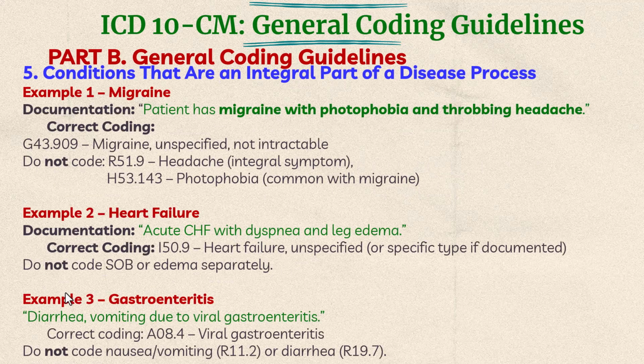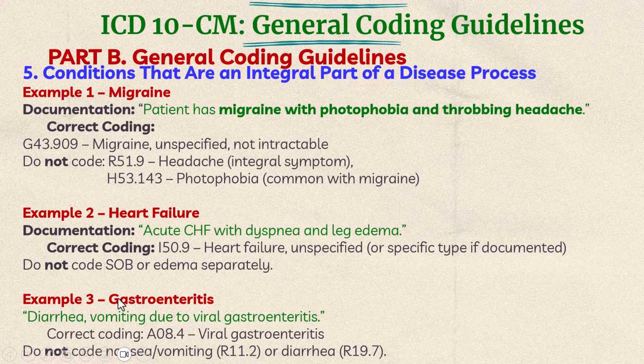So let's see some examples. Example of migraine. The documentation says, patient has migraine with photophobia and throbbing headache. So here the correct coding will be G43.909, that is for migraine unspecified, non-intractable. So here you don't need to code for the headache or photophobia because those are an integral part of the migraine. Similarly, heart failure, documentation says acute congestive heart failure with dyspnea and leg edema. So here you have to code only for the heart failure, that is I50.9, heart failure unspecified, or specified type if documented. So here do not code for shortness of breath or edema separately because those are an integral part of heart failure.